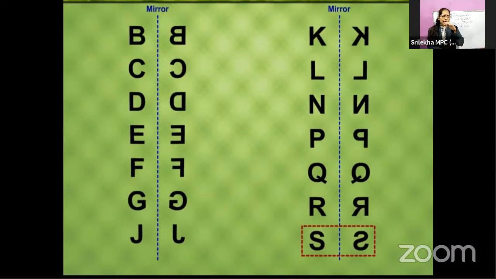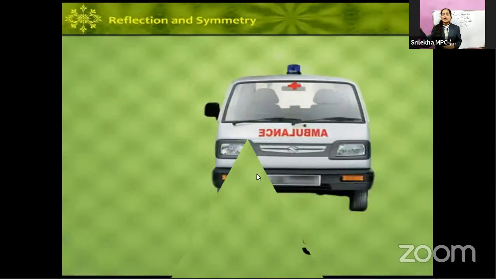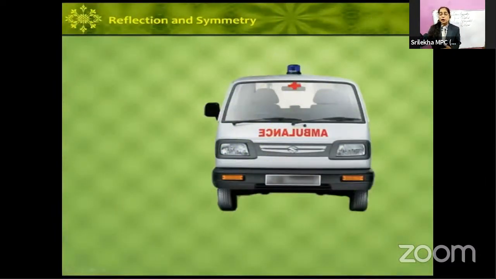Now, if you go to other examples in our daily life, you can see an ambulance. Have you ever observed an ambulance? The word ambulance on the vehicle is written in a way of lateral inversion. Why is it written in a way of lateral inversion? Have you ever wondered why? Now I'm going to tell you the reason.